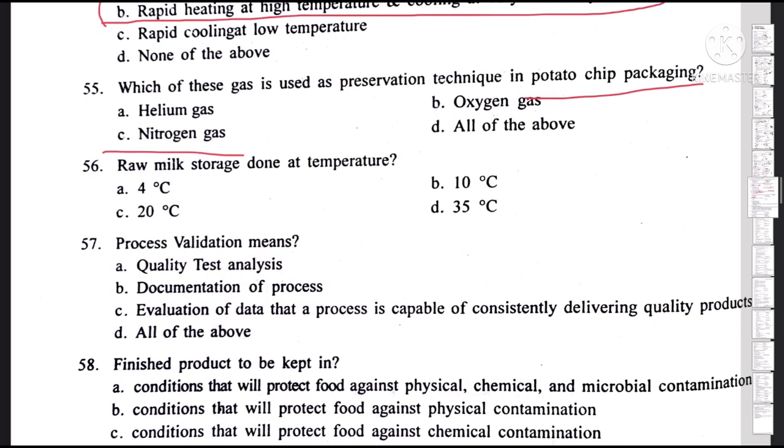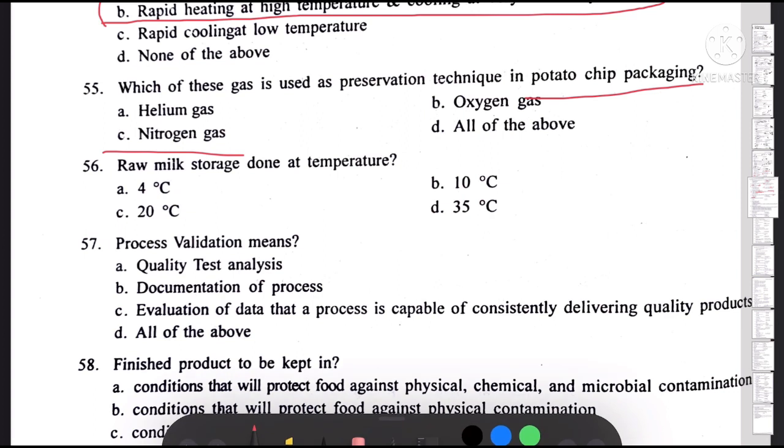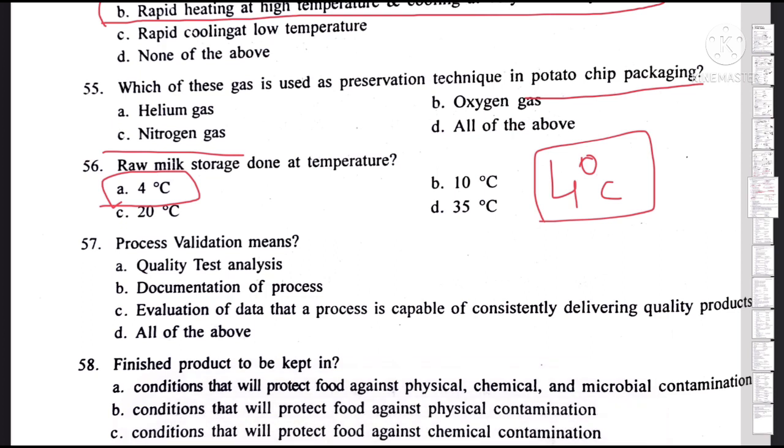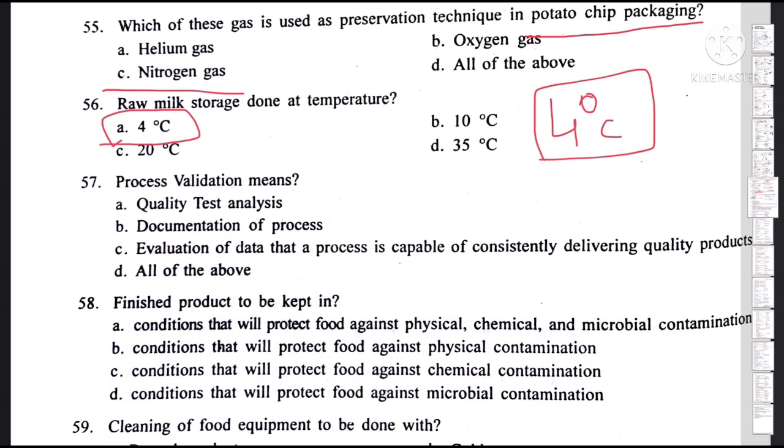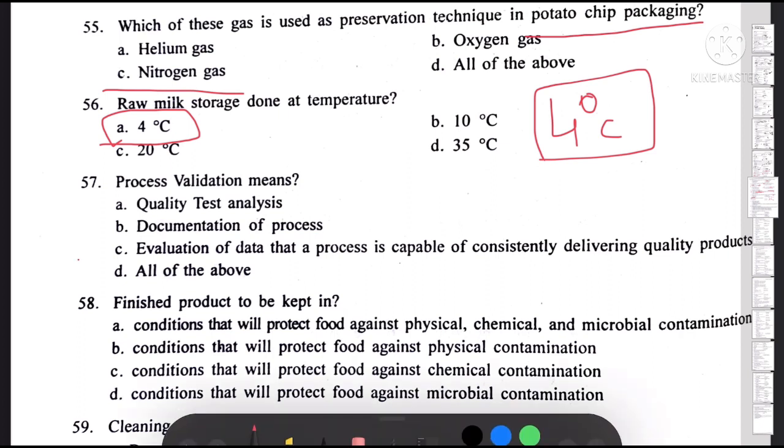Next, raw milk storage is done at 4 degrees Celsius, 10 degrees Celsius, 20 degrees Celsius, or 35 degrees Celsius. So the raw milk should be stored at 4 degrees Celsius. Next, process validation means quality test analysis, documentation of process, evaluation of data that a process is capable of consistently delivering quality products, or all of the above. So process validation means the evaluation of data that a process is capable of consistently delivering quality products.